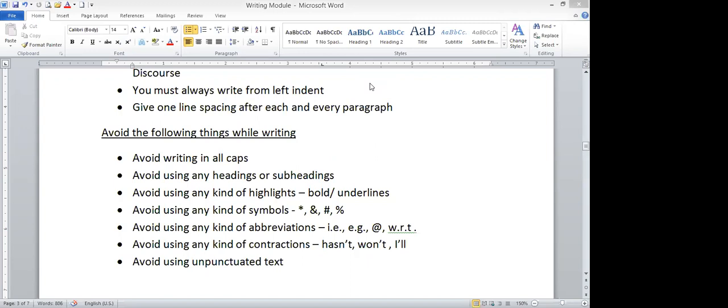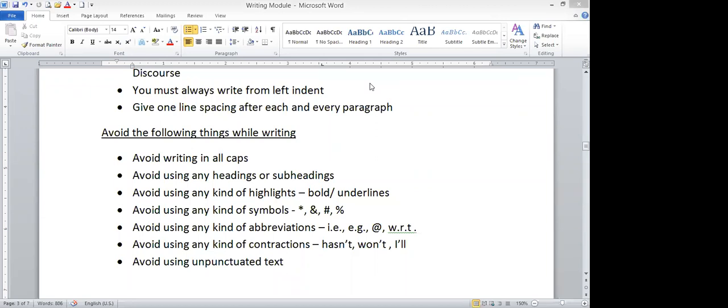In the same way, abbreviations are not allowed. So you should not put symbols like @, that is also a symbol, and that's also an abbreviation. Or with respect to, WRT, should not be written like that, or that is, I dot E dot, not allowed. For example, you have to write for example, not E dot G dot. So no abbreviations, because the computer cannot read abbreviations. So avoid giving symbols, avoid giving abbreviations.